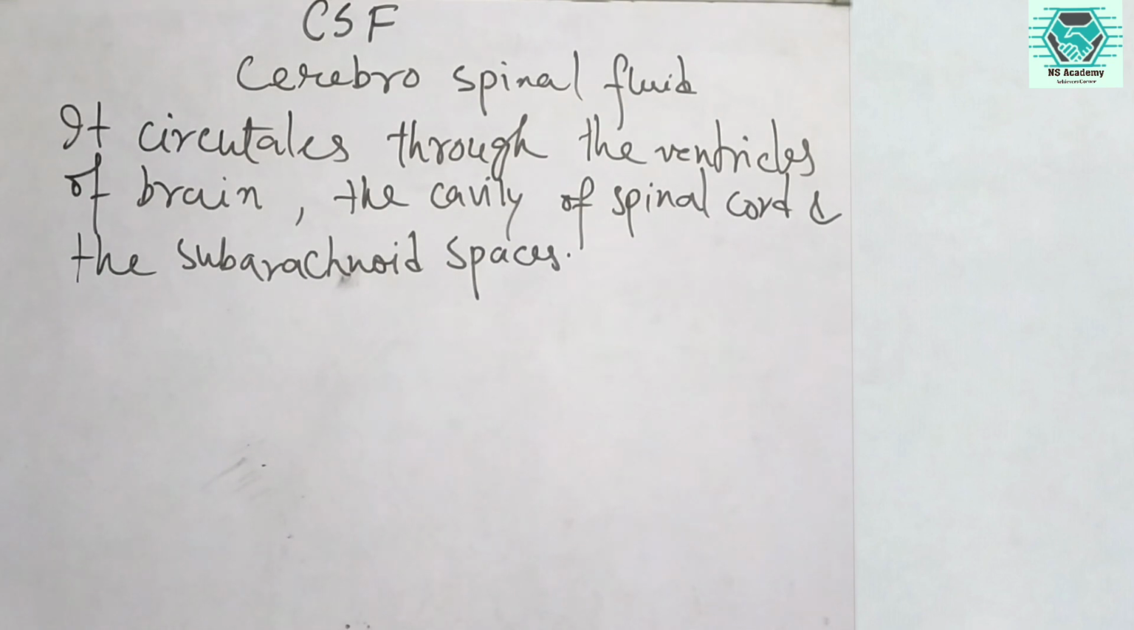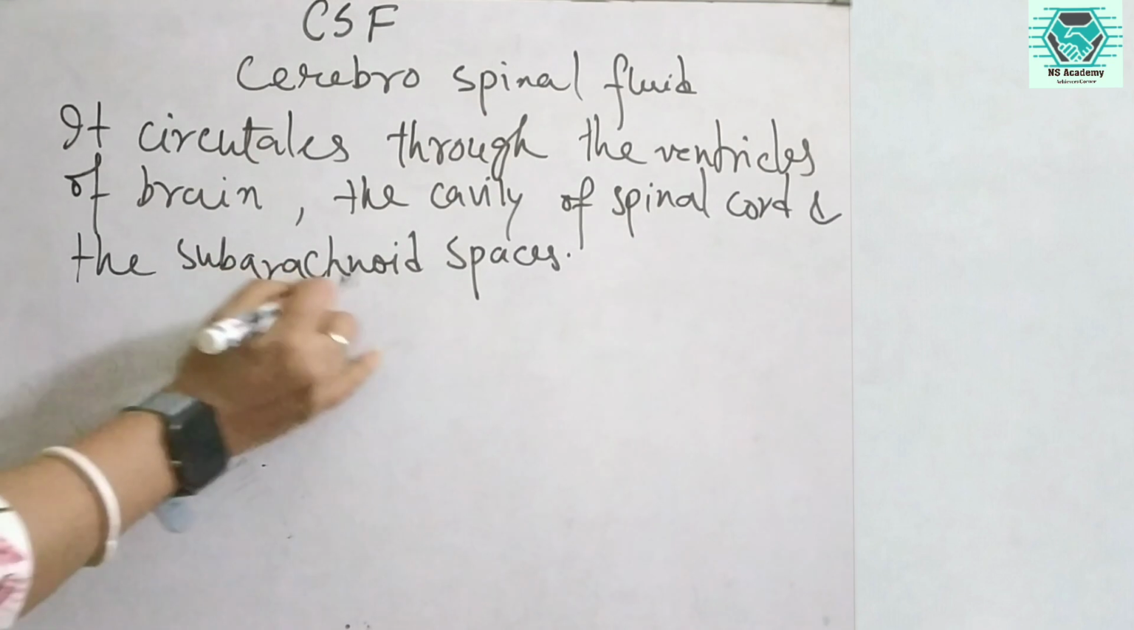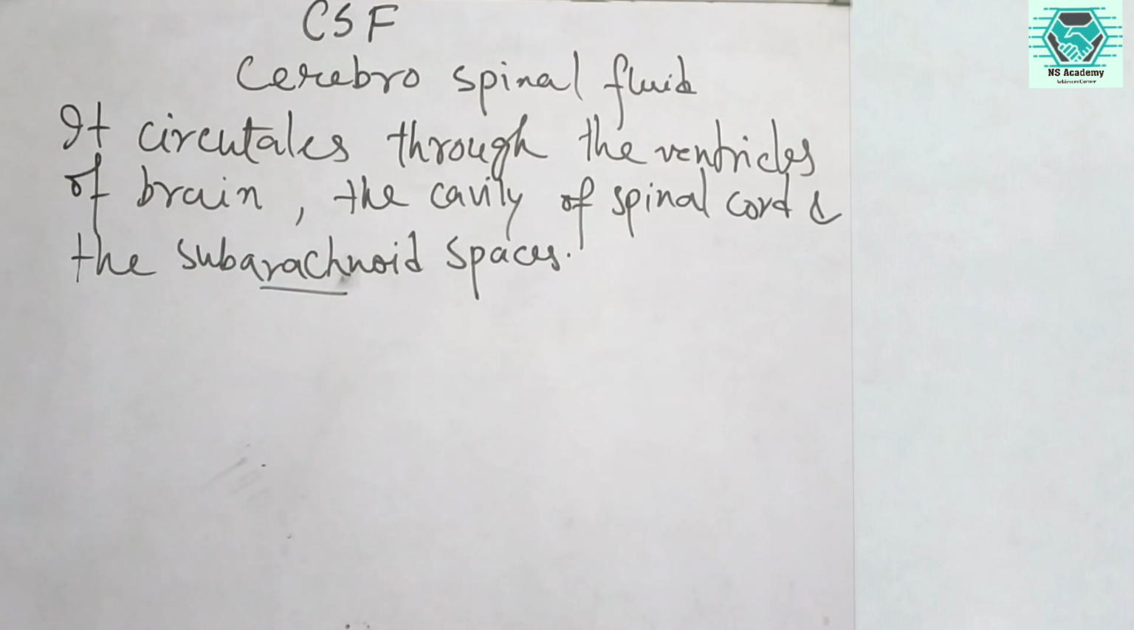The subarachnoid space on the outside of the brain is in continuity with the similar space around the spinal cord, and also with the series of interconnected cerebral ventricles within the brain.